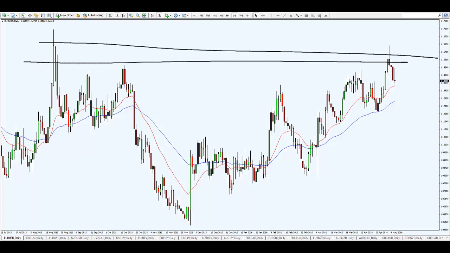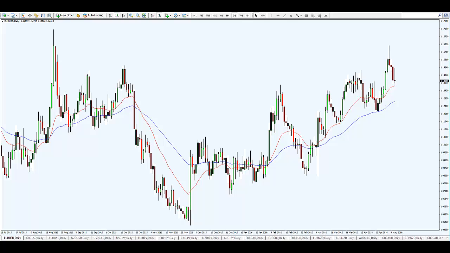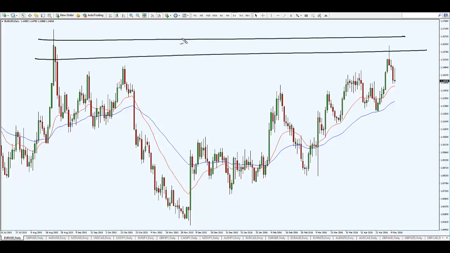Sorry, my lines are horrible. Okay, so let me do this again. Area of resistance. Then price formed this bearish pin bar over here, and now it's trading lower.